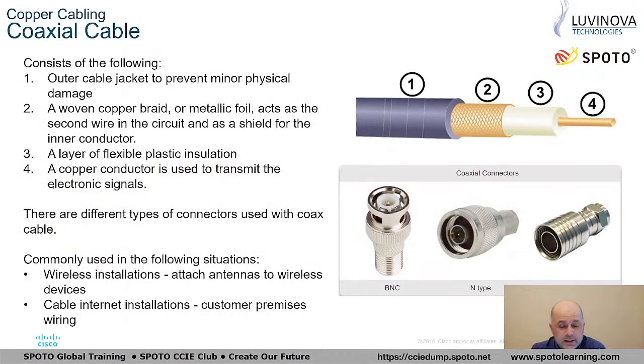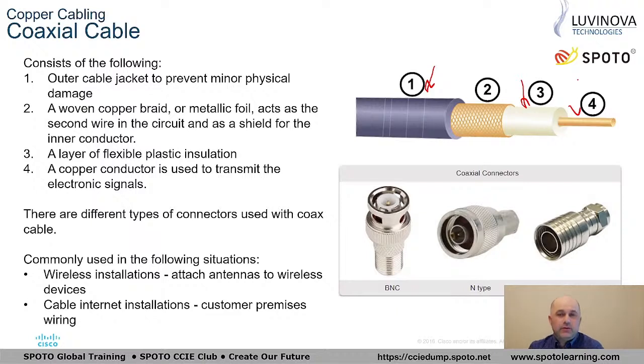Coaxial cable consists of the following. First, the outer jacket, which prevents physical damage. We always need an outer jacket or rubber to prevent physical damage. Second, a woven braid and metallic foil, which acts as the second wire in the circuit and as a shield for the inner conductor. Third, a layer of flexible plastic insulation, and the fourth is actually our copper core.